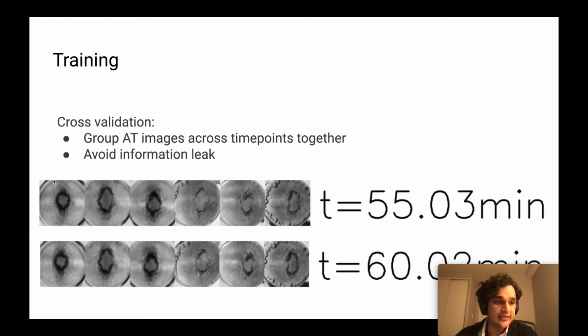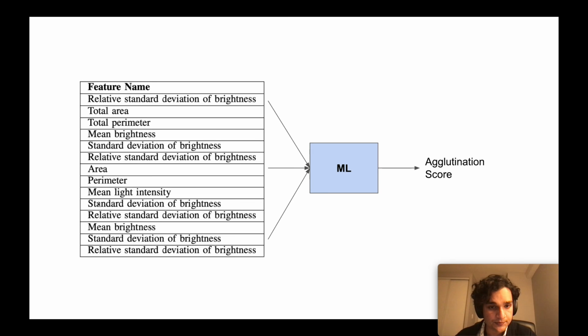this is an agglutination test, and we see that it's at time 55. And we have the same agglutination test at time 60. Now, we don't want this image to be in train and this image to be in test. And so our cross-validation groups prevent that from happening.